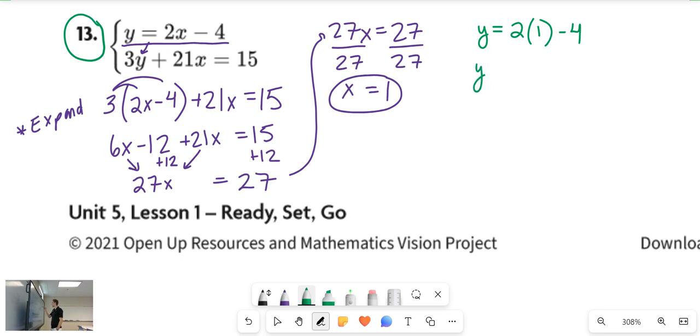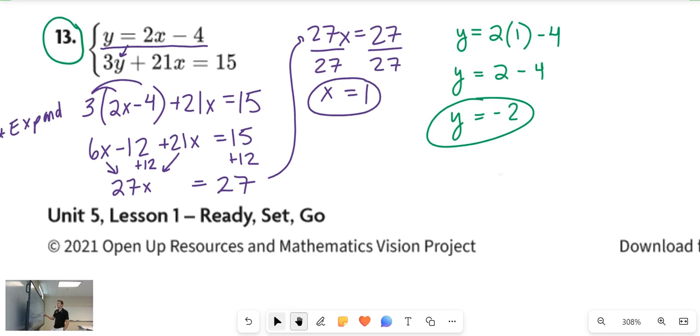If we simplify this, that is y equals 2 times 1 is just 2, minus 4. So we have 2 minus 4, y equals negative 2, right? If you have 2 and you take away 4, you get negative 2. All right, so y equals negative 2. That is our first solution.